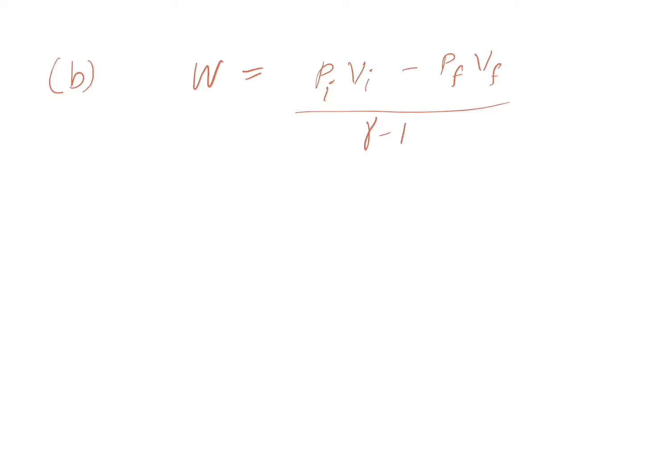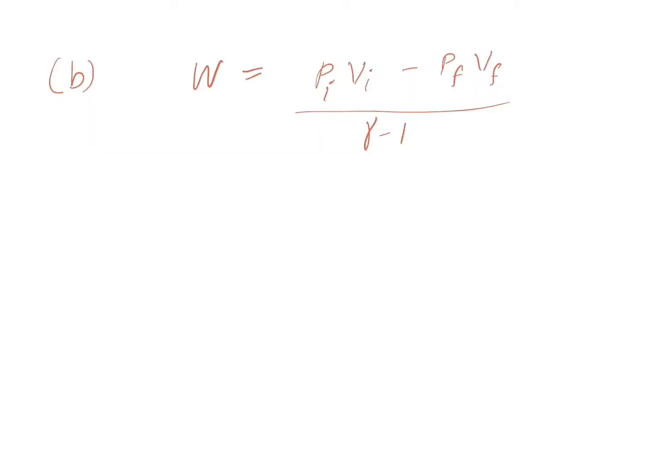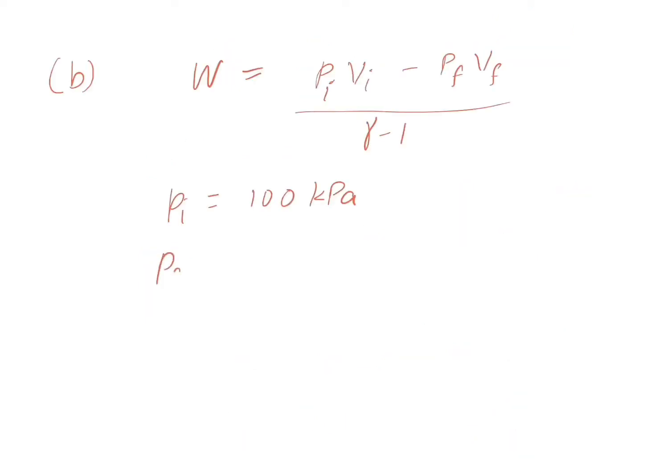So in the question it is given that original pressure is 100 kilopascal. So P initial is 100 kilopascal. Now we calculated P final by P initial, that is 2.8. So P final will be 2.8 times P initial. So this will be equal to 280 kilopascal. Now we just need to use the formula to find the work done.